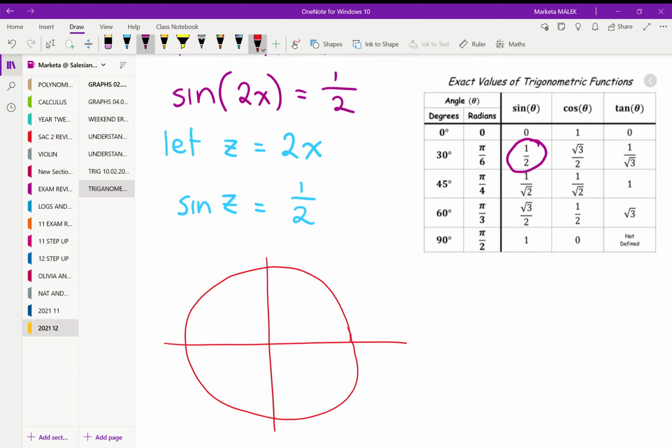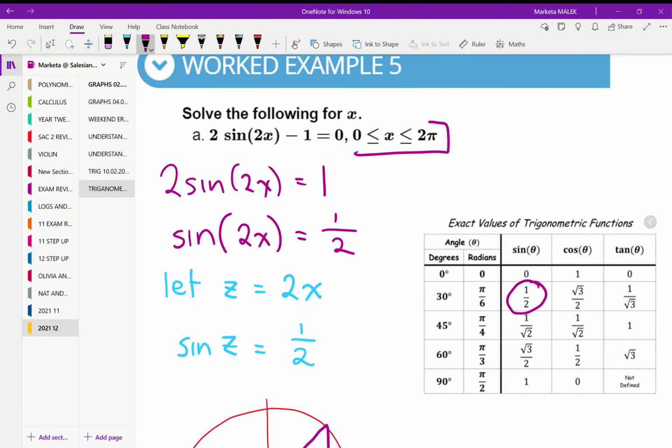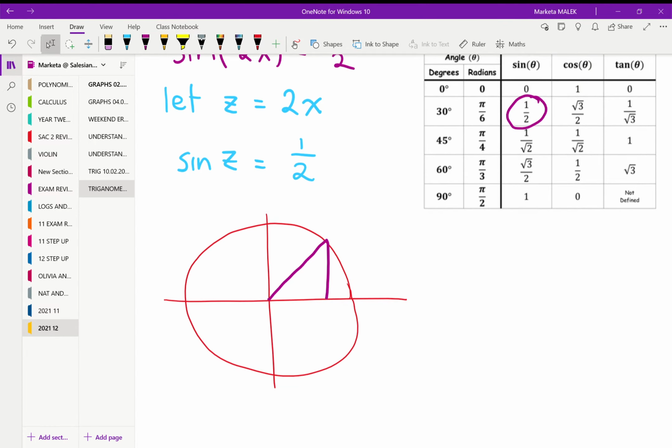I'm going to draw my basic angle, which in this case is pi on 6, remembering that because our domain includes 0 to 2 pi, we're going to be working in radians here. So this is pi on 6 in here. And we know that sine is our vertical height of the triangle. So this means that this length here is half. This is our basic angle, and the basic angle is always in quadrant 1.